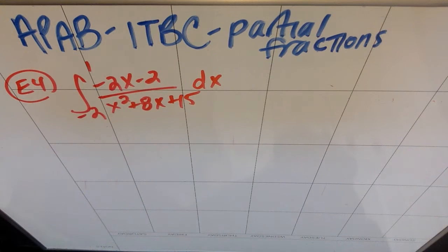All right, this is AP and AB Calc. We're doing the Intro to BC Calc unit. This is topic number 2, which is integration with partial fractions. So in example 4, we have a definite integral. So now we suddenly have bounds.